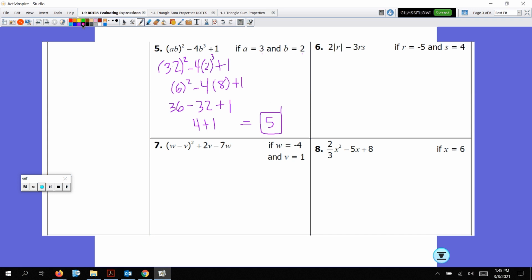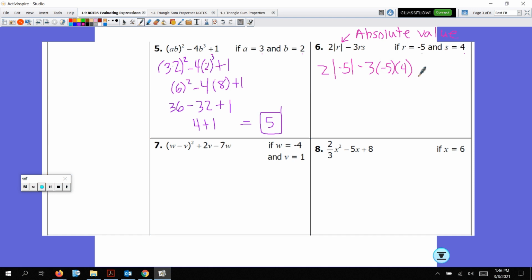All right, let's take a look at number 6. So remember, this is absolute value. These bars are absolute value. It's a measure of distance from 0 on a number line. Right? And distance is always positive, even if you go backwards. You're going somewhere, okay? All right, absolute value. So let's plug in our value of r and our value of s. So it says 2 times the absolute value of negative 5 minus 3 times negative 5 times 4.